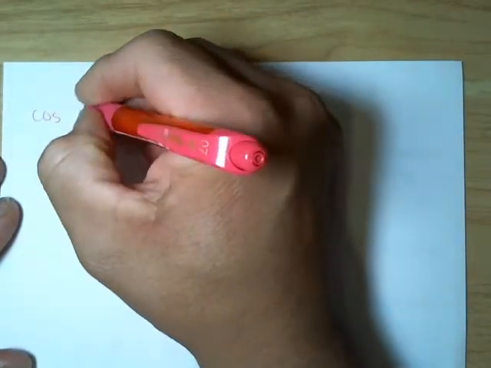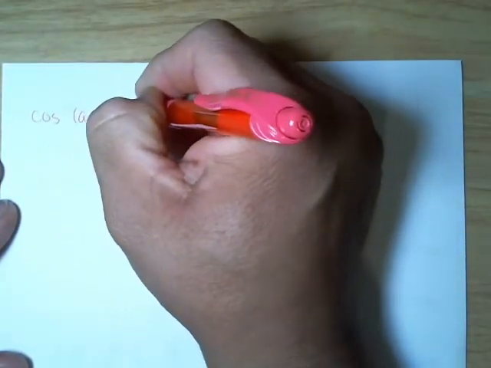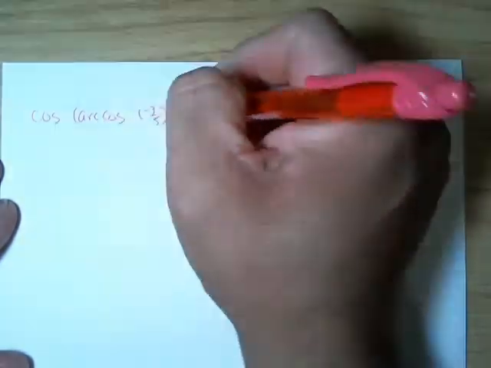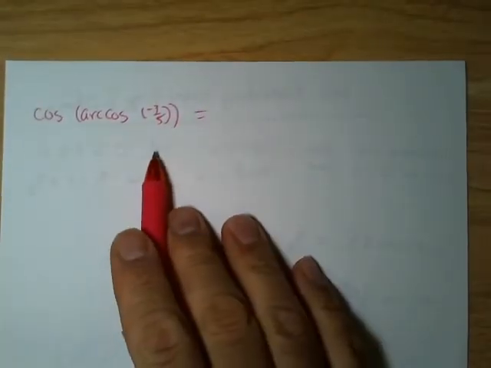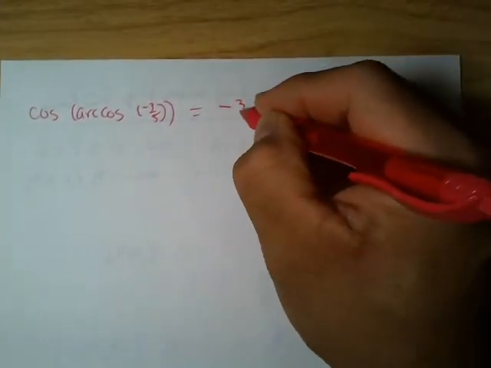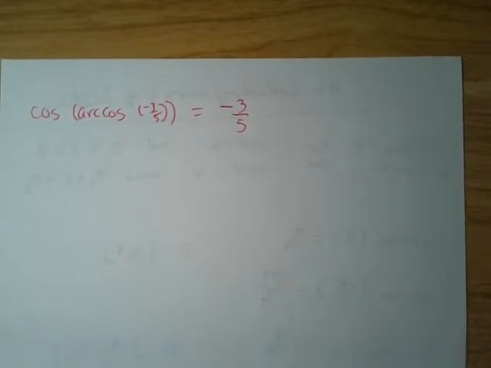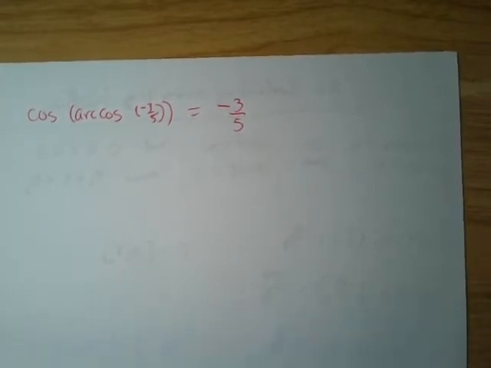All right, so let's say that cosine, arc cosine of -3/5. Again, the value falls between -1 and 1. That is enough to simply jump right away to -3/5. Okay, that one's easy.